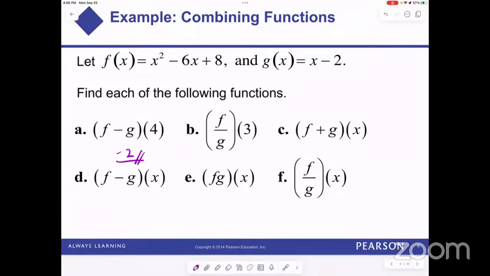Okay, let's work on B. So this B just means f of 3 divided by g of 3. Now you can do it off to the side, like, write out f of 3, you get your result, write out g of 3, you get your result, and then divide those results. So if we plug a 3 into f, that's going to be 9 minus 18, which is negative 9, plus 8 is negative 1. 3 into g gives us 1. Negative 1 divided by 1 is negative 1.